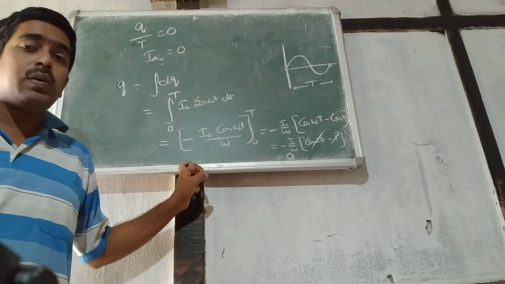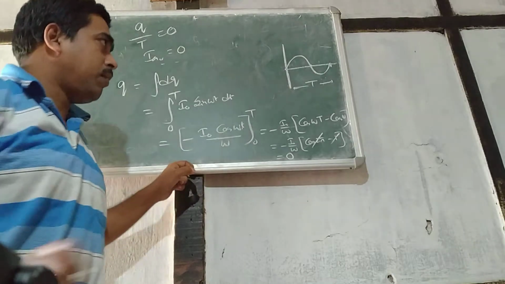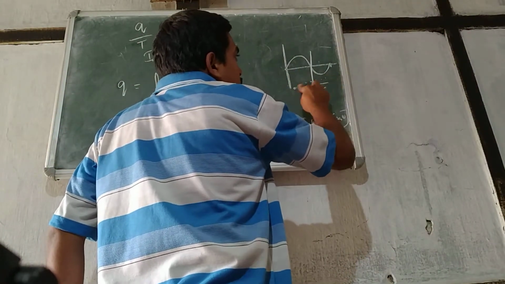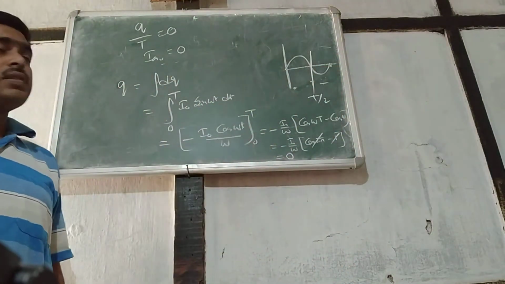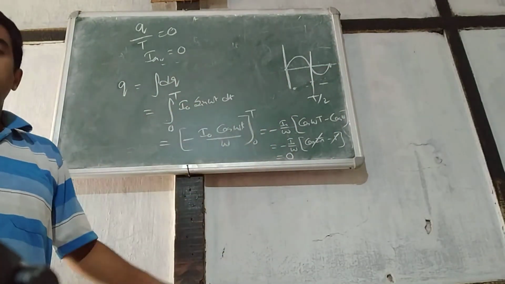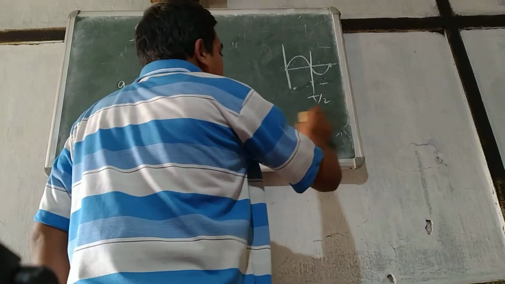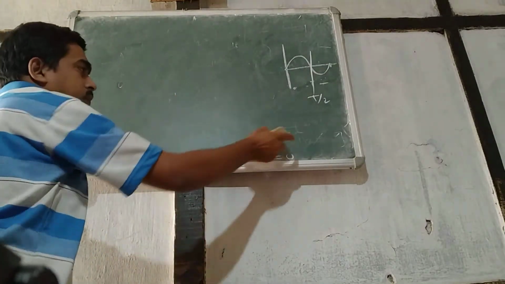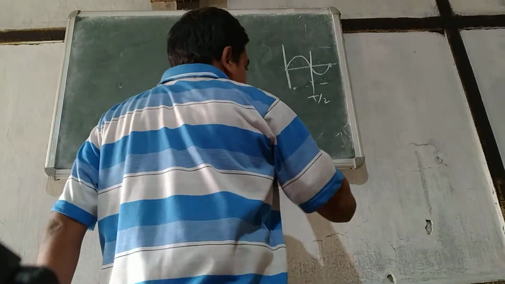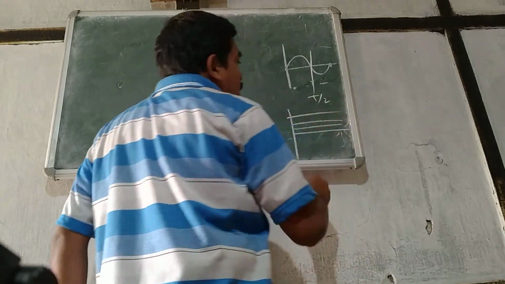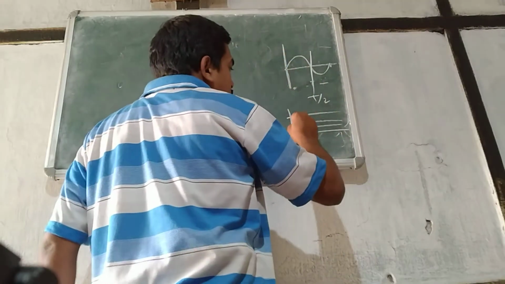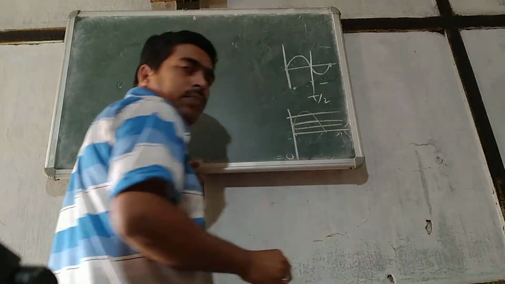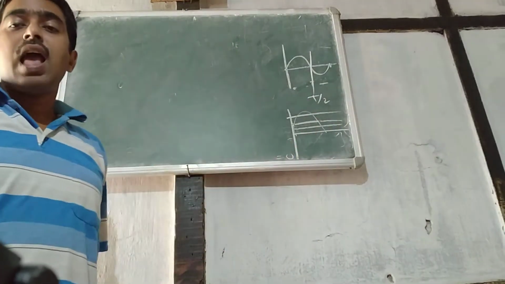A question comes on average value of AC for half cycle, for this time period T by 2. This much is T, so this much time means T by 2. We will determine the average value of AC for T by 2 time. We'll get the average value of AC like this. The average of this will be this, so this will be the average value of AC.